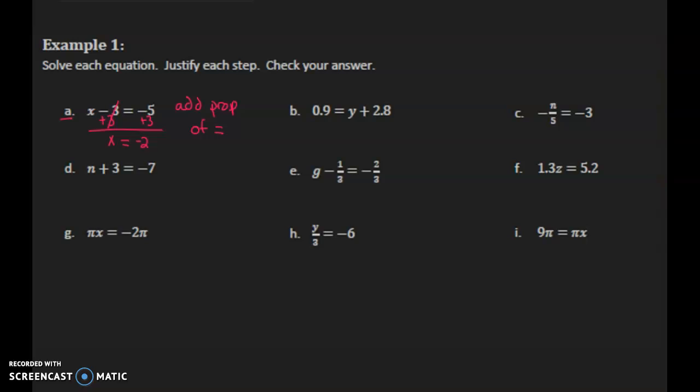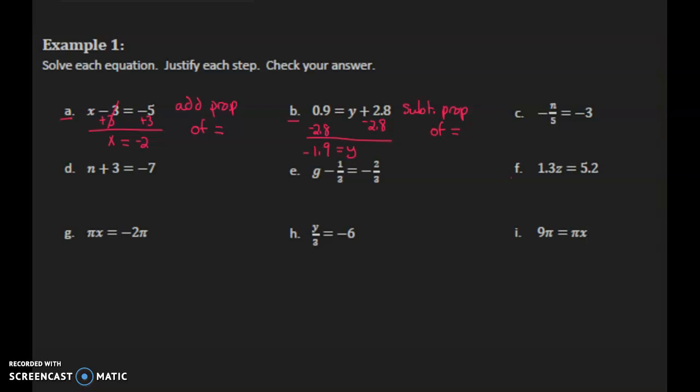Let's try another example. Here we have 0.9 equals y plus 2.8. So to get y by itself, you're going to need to move the plus 2.8. The inverse of addition is subtraction, so we're going to subtract 2.8. But remember, what we do to one side of the equal sign, we must do to the other. So we get negative 1.9 equals y. That's our answer, but we still have to justify our step. We subtracted 2.8, so that means we use the subtraction property of equality.